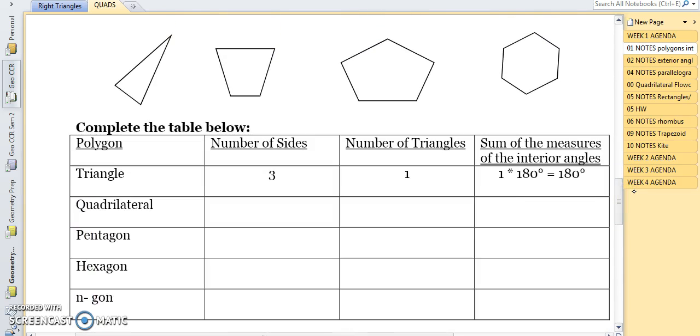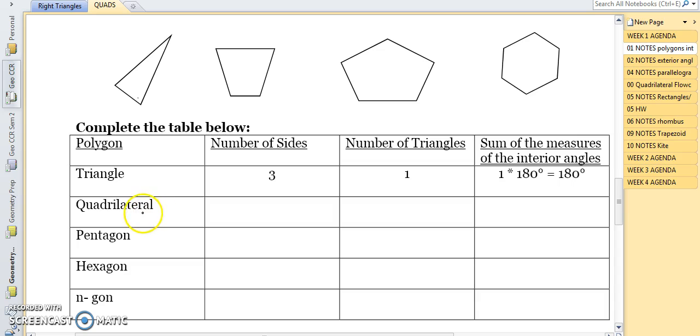So here are the types of polygons that we just talked about when we were classifying them. We are now just going to talk about the sum of the interior angles. In the past, we've talked about our triangle, right? We know that all three angles have to add to 180 degrees.